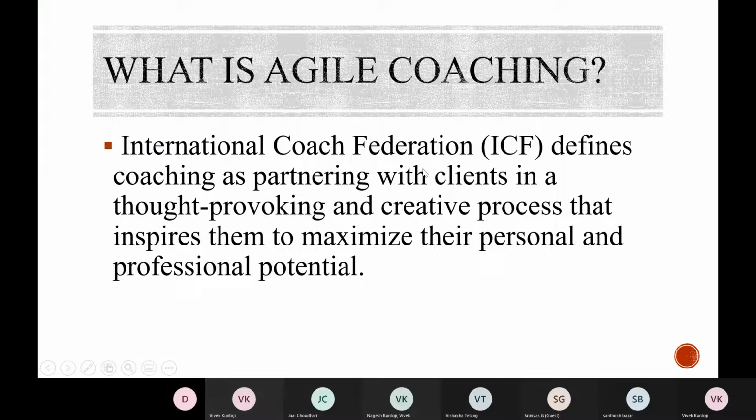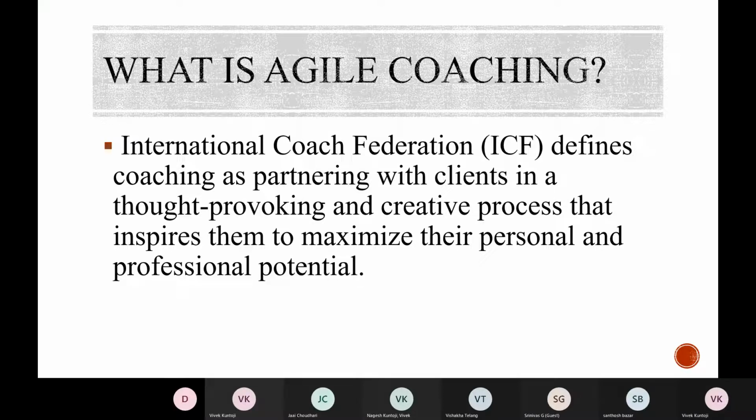So even as per the definition, it's entirely about partnership and relationship. Please understand that whenever you join your project as a Scrum Master or an Agile coach, you are not going with any particular template in your mind.